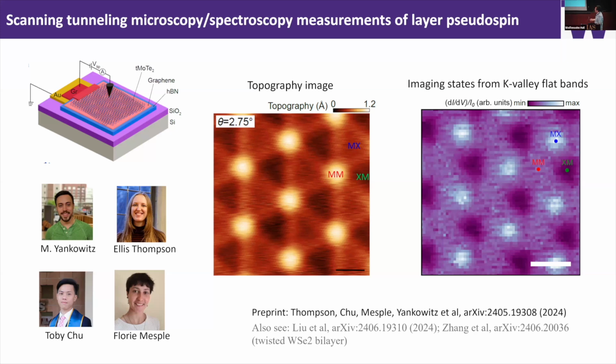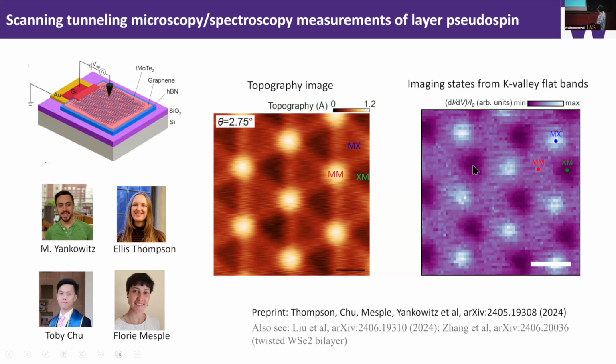microscopy and spectroscopies. So here I highlight two pieces of results. In the middle panel I show you a topography image of twisted MoTe2 bilayers at 2.75 degrees. And then you see these bright spots represent the high symmetry points in this moiré superlattice, which is the metal-on-metal, the M point. Then you see these little triangles here, which are MX and XM I talked to you about.